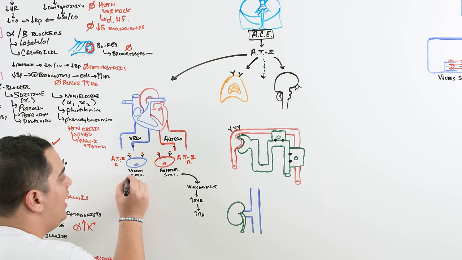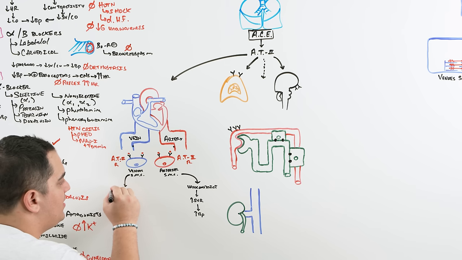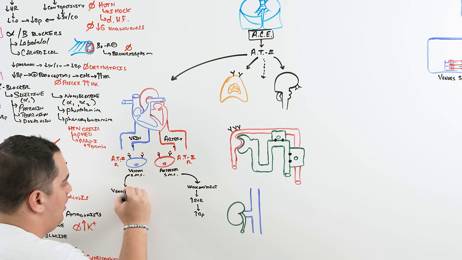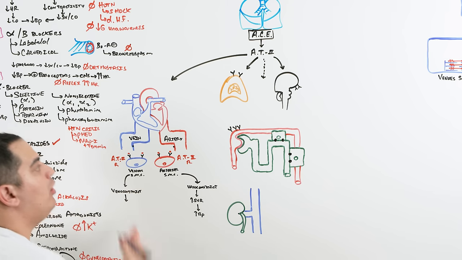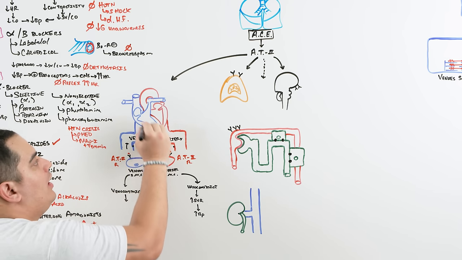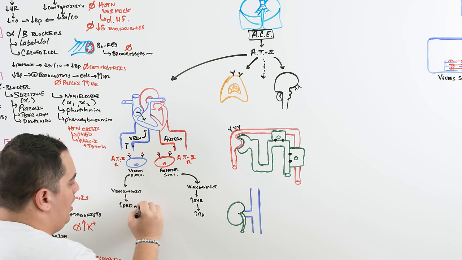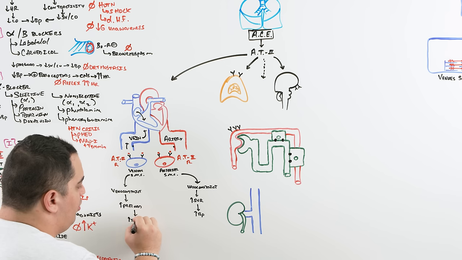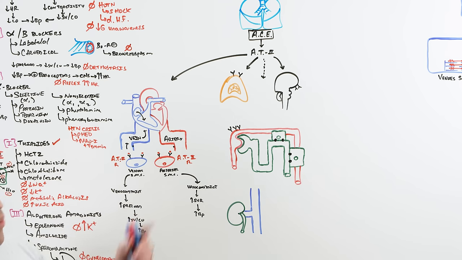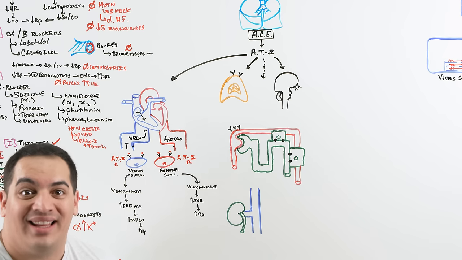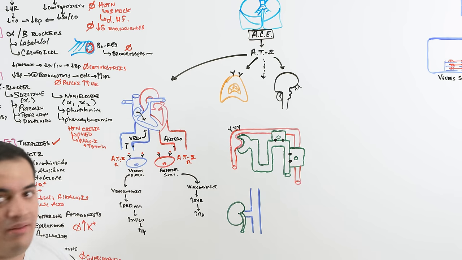On top of that, it also works on the venous smooth muscle cells. And when it works on them, it causes venoconstriction. And if you venoconstrict these puppies, you're going to really push a lot of blood where? Into the right heart. And so it increases your preload. And if you increase preload, you increase stroke volume, cardiac output, and subsequently you increase blood pressure. So that's one way that angiotensin 2 can directly increase our blood pressure, by squeezing the heck out of the arteries and squeezing the heck out of the veins.